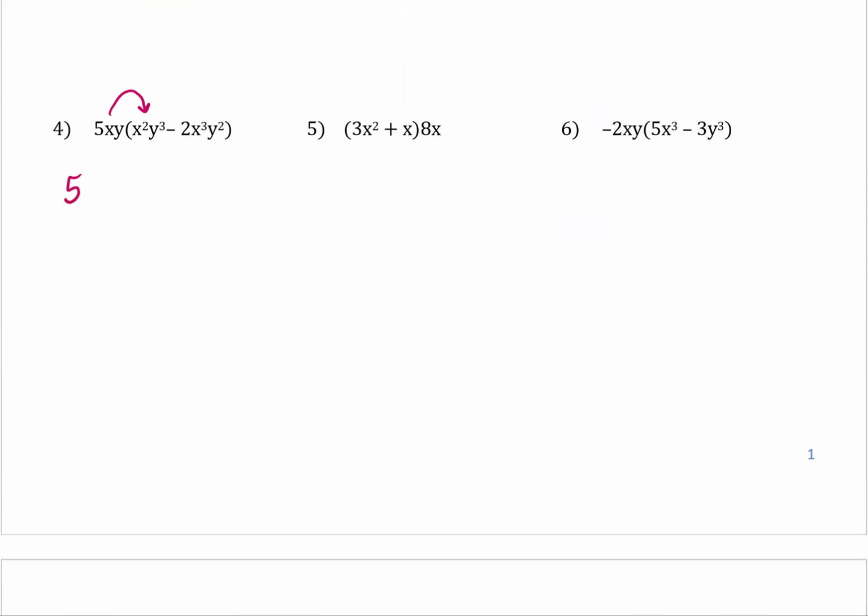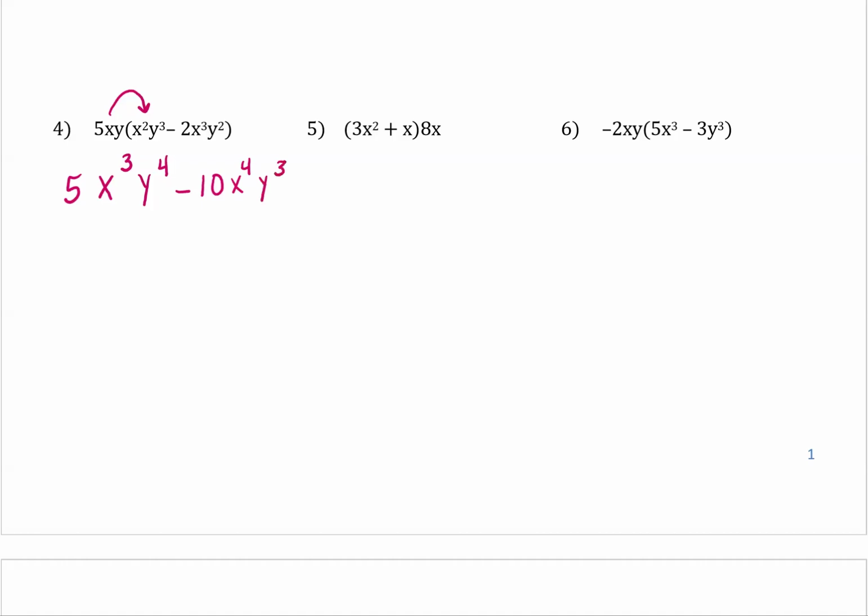Multiply 5. X times x squared, x cubed, y times y cubed, y to the fourth. Minus 5 times 2. So 5 times 2 would be 10, but it's a minus, so you can think of it as 5 times negative 2. Negative 10, same base, multiplying, keep the base, add the exponents. 1 plus 3 is 4, so that's x to the fourth, y cubed.